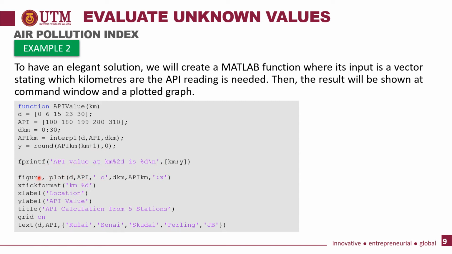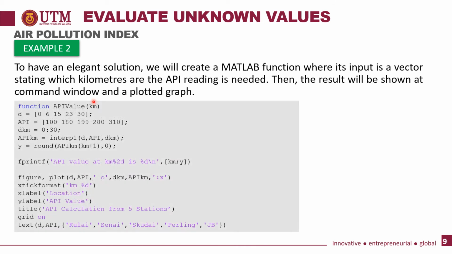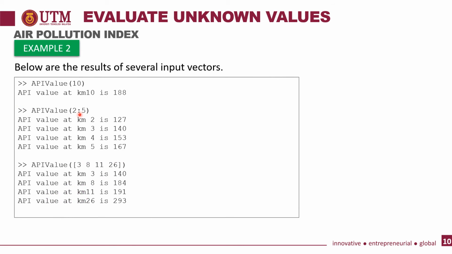and this part is all about plotting the graph. When you use this function and put the value here, it will show you what the API value is at what kilometers. You can also put the colon operator here, so it will compute at each kilometer. This is the result of several input vectors, so you can put any value that you want, as long as it doesn't exceed 30 kilometers. Or I think you can also exceed 30 kilometers, but the value will not be valid.